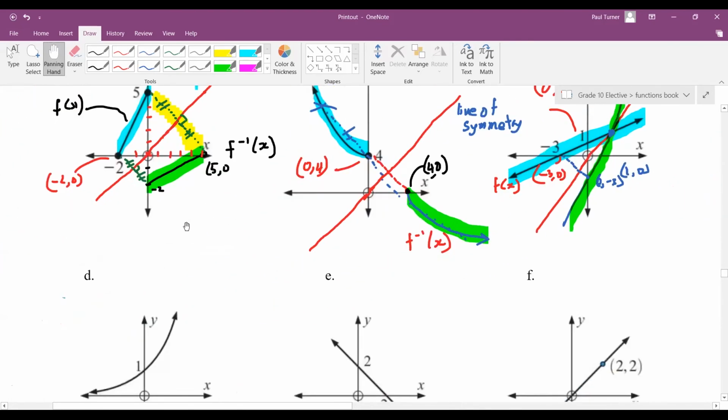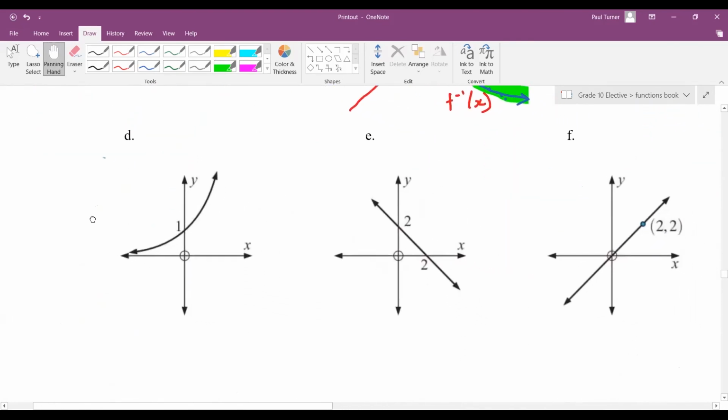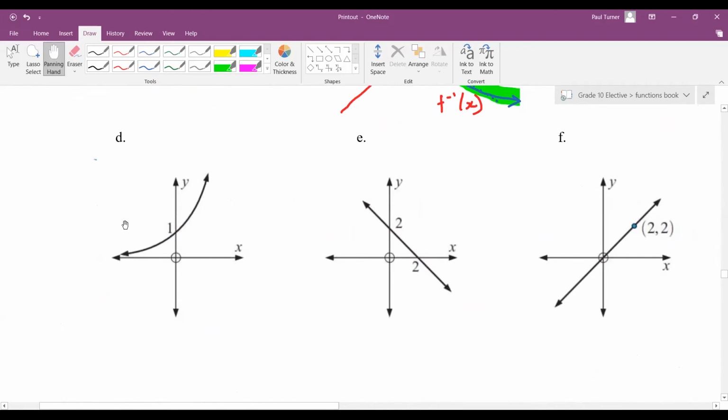Okay, let's look at D. Let's try these last two. These ones are a bit interesting, these two here. Think about what's happening here. So put your y equals x line in. I will use that as a guide. That's your mirror line. Right, you try that one, and I'll put it in here.